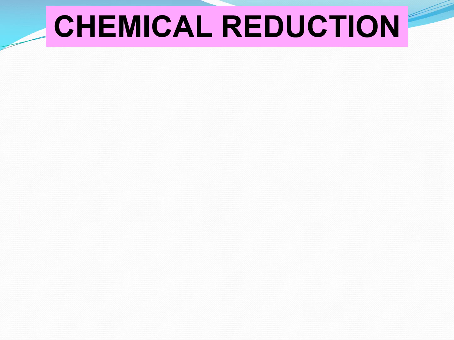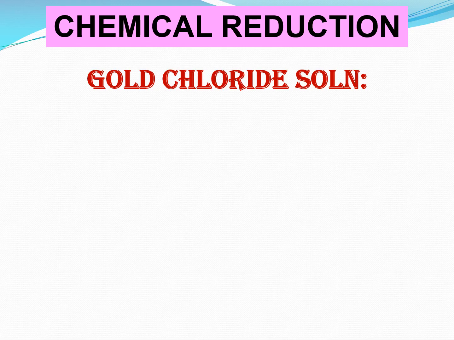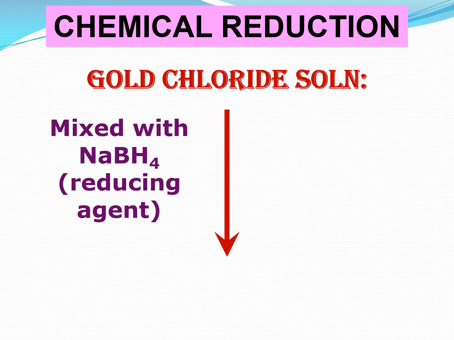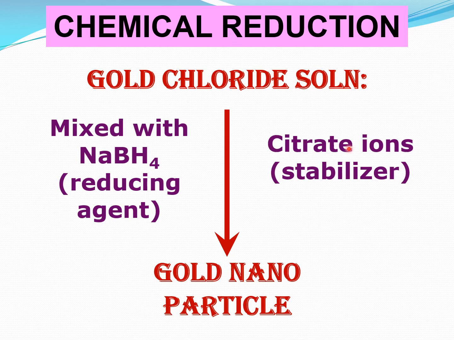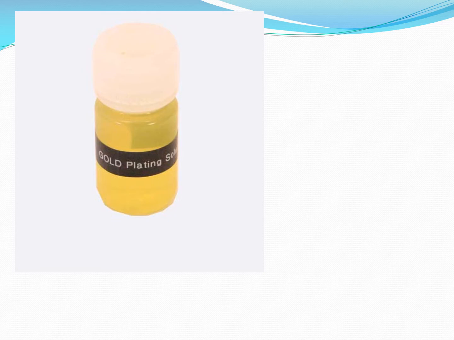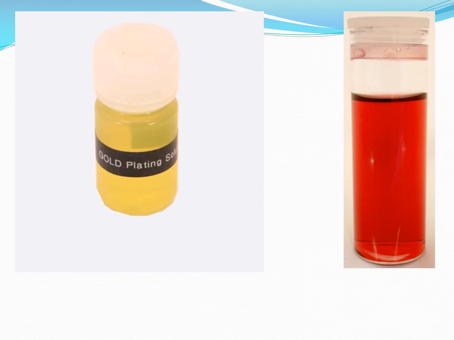Now chemical reduction. For example, if you want gold nanoparticles, you start with gold chloride solution, and to this solution you add a reducing agent, that is sodium borohydride. You add the reducing agent with vigorous stirring, and then you add a stabilizer. The stabilizer is citrate ions. That will give you the gold nanoparticles. Citrate ions are added so that the nanoparticles will not combine together to give a larger particle. Citrate ions act as a spacer between them. So this is how we can synthesize gold nanoparticles. For example, this is gold plating solution. Gold solution is yellow in color, but when it is converted to nano gold, it becomes red in color. The properties are entirely different.